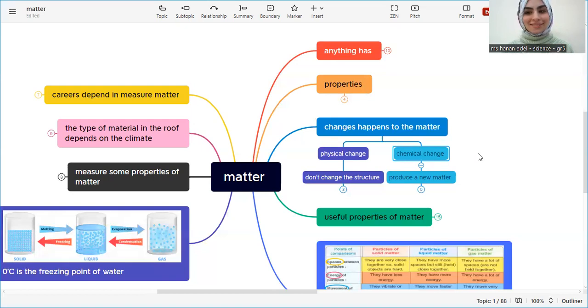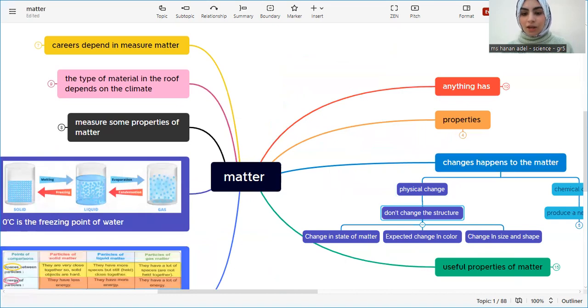But when I have a new matter, this is a chemical change. Because when I have a new matter, I change the chemical properties. The structure of the matter will be different. It will not be the same matter anymore. This is one of the main differences between them.